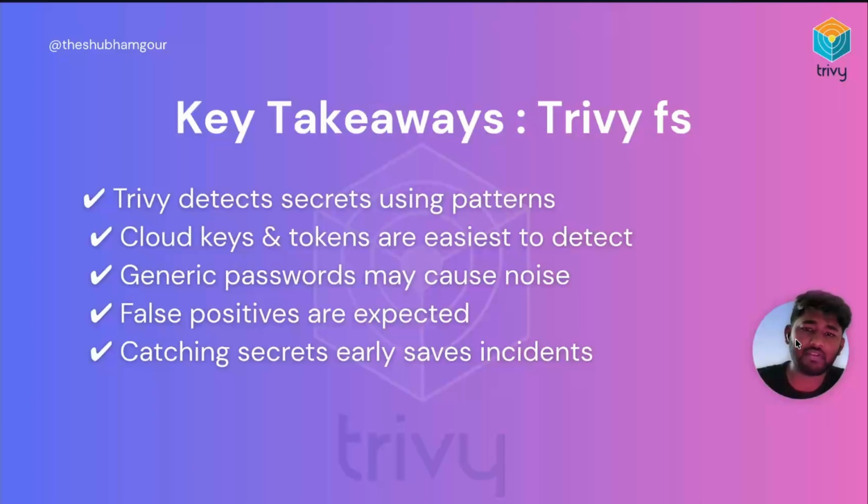So the key takeaways from this video: First, Trivy detects secrets using patterns. Second, cloud keys and tokens are easier to detect. Third, generic passwords may cause noise. That's why it scans everything. Fourth, false positives may be expected. And fifth, it will catch the secrets before the incident even happens. So these are the key takeaways from this video.